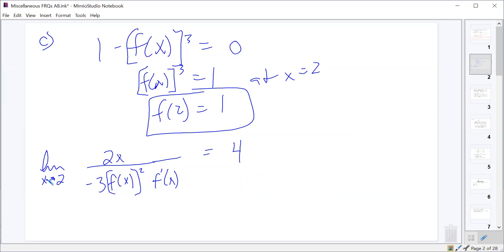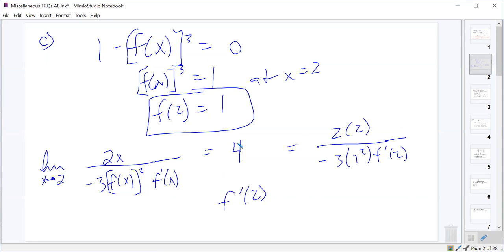So we already know that f of 2 was 1, so this is now looking like 4 equals 2 times 2 over negative 3 times 1 squared times f prime of 2. And so we're just going to use that to solve for f prime of 2. So cross multiply f prime of 2, divide by the 4, cancels out with the 4 in the numerator. Looks like we just have a negative 3 in the denominator, so it should be negative 1/3.